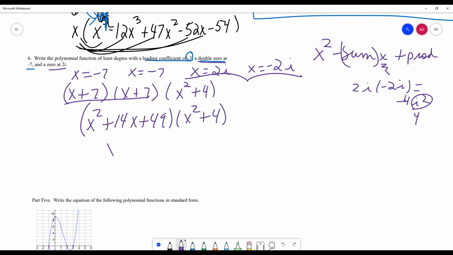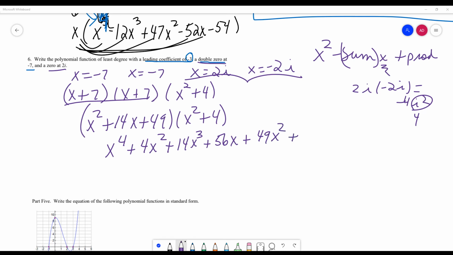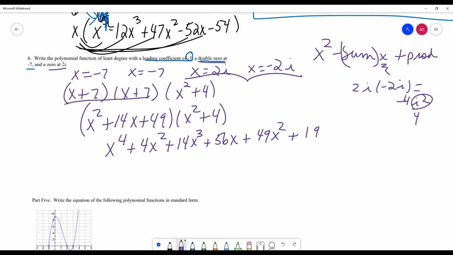Okay, so right now I have x to the 4th plus 4x squared plus 14x cubed plus 56x plus 49x squared plus 49 times 4. You can break out a little calculator and go 49 times 4, get 196, or you could have just known that. Now the kicker is, let's clean that up a little bit. I have x to the 4th, 14x cubed, and look what I'm doing, I'm also writing in descending order. I have a 4x squared and a 49x squared. I think that makes 53x squared. You can check my math. Then 56x, 196.